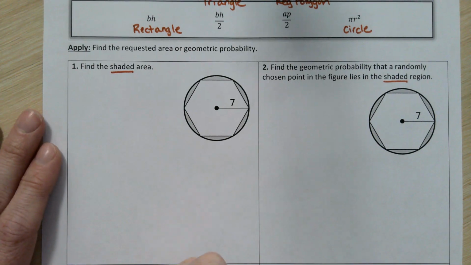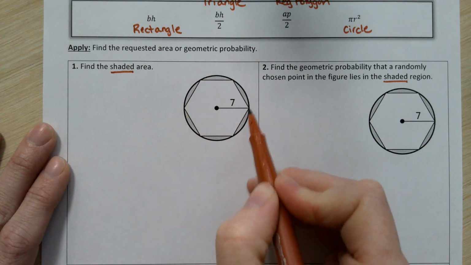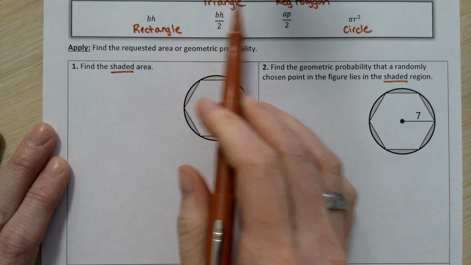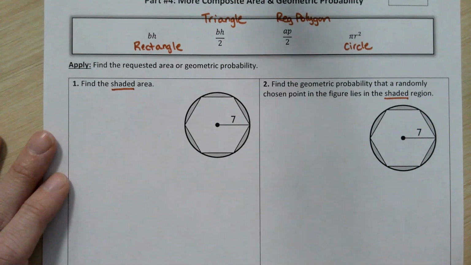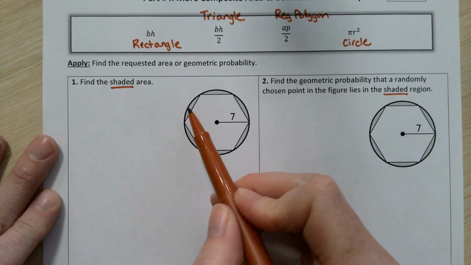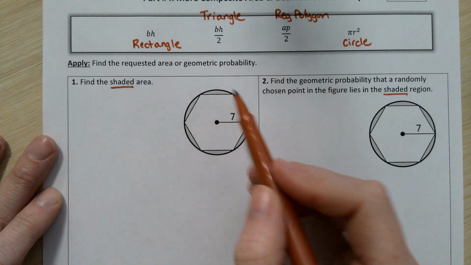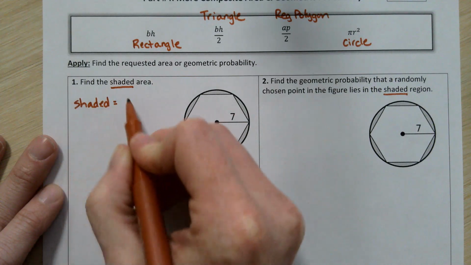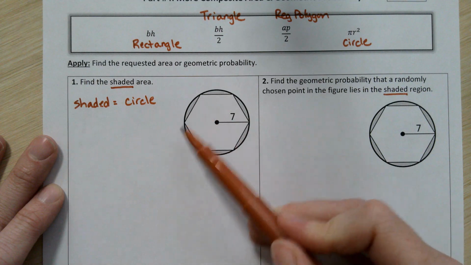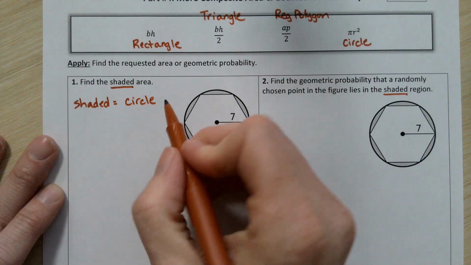All right. Problem number 1, if we're looking for the shaded area, those little shaded pieces don't have any of our rectangle, triangle, regular polygon, or circle characteristics. So that means what we're going to need to do is combine some of these in some way to either add up to be those shaded areas or to subtract away and leave behind those shaded areas. So this is actually going to be a subtraction problem where that shaded area can be found by taking the total area of the circle. So imagine everything was shaded and erasing or taking away the area of that hexagon.